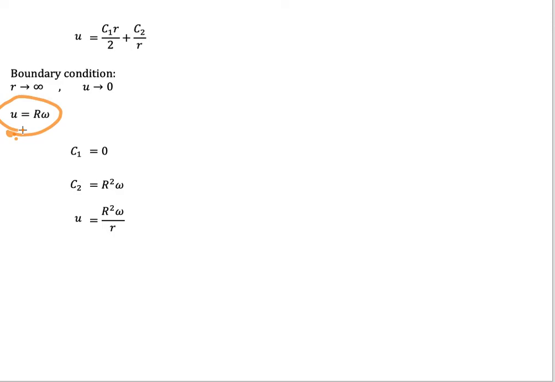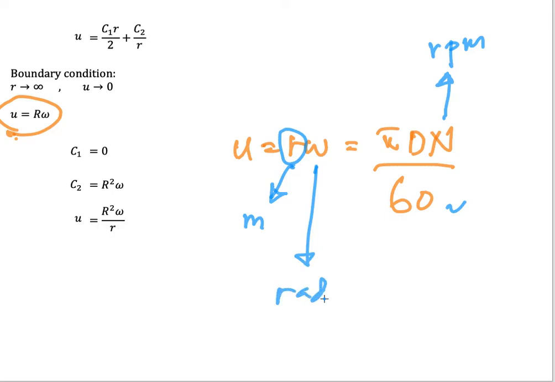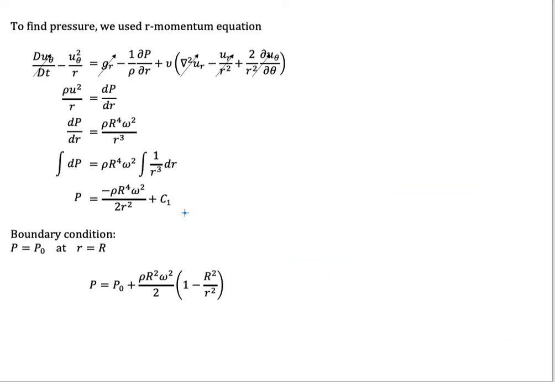So the relation is like this. Normally I will use U is equal to R omega is equal to pi dn over 60, where the n here must be in rotation per minute. That's why we divide by 60, and the r here is the radius, in meter. The omega here must be in radian per second. If you see this, the unit remains meter per second. So we change here U is equal to R omega, and we substitute here. We will get C1 equal to 0, and C2 is equal to this one.